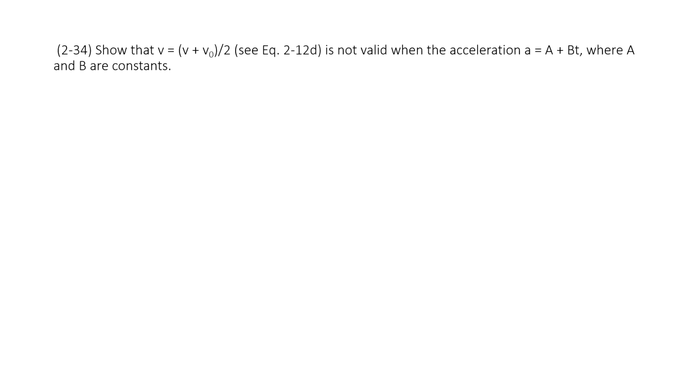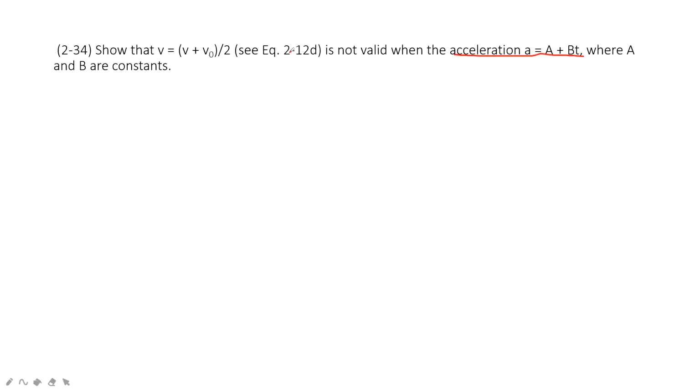Let's talk about problem 34 in chapter 2. This problem is a little bit difficult. It asks us to show that the average velocity equals initial velocity plus final velocity divided by 2 is not valid if the acceleration is changing with time t, where a and b are constants.